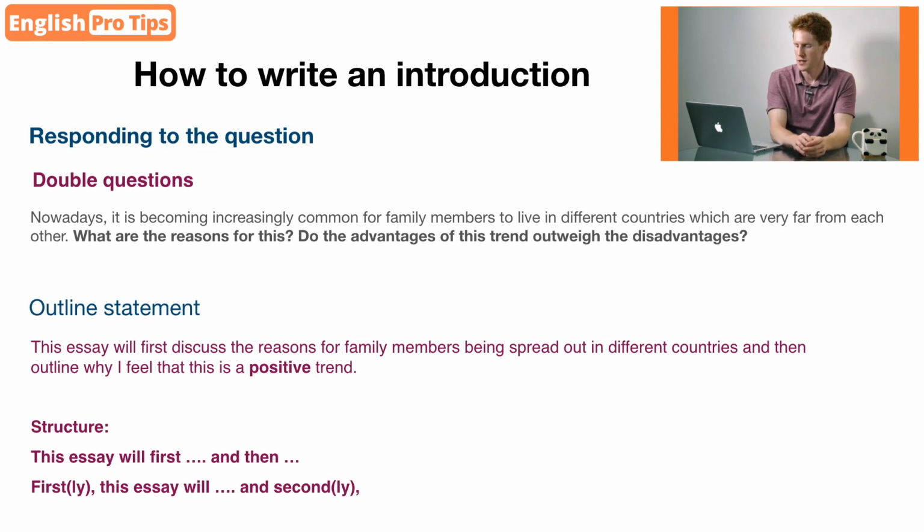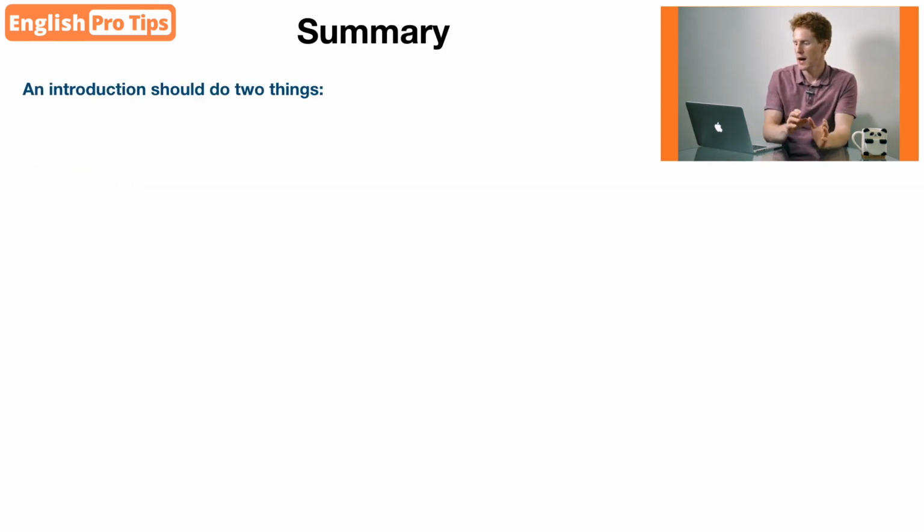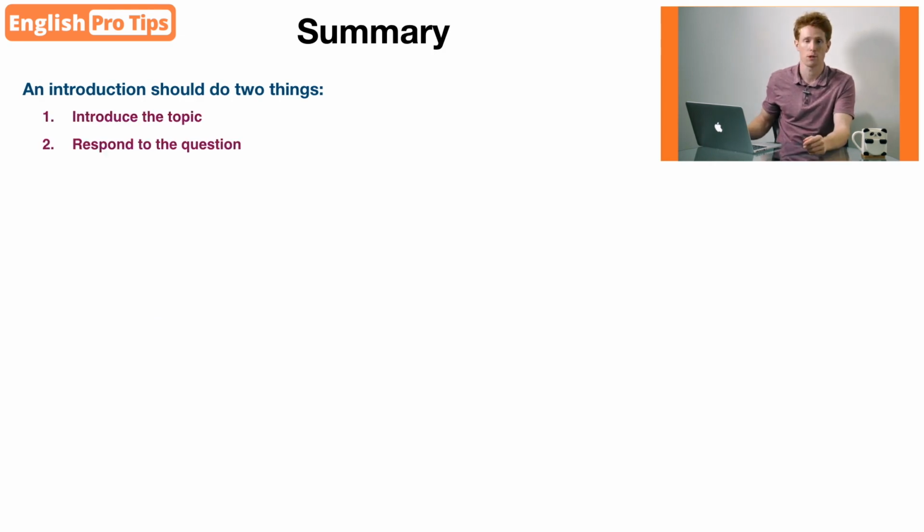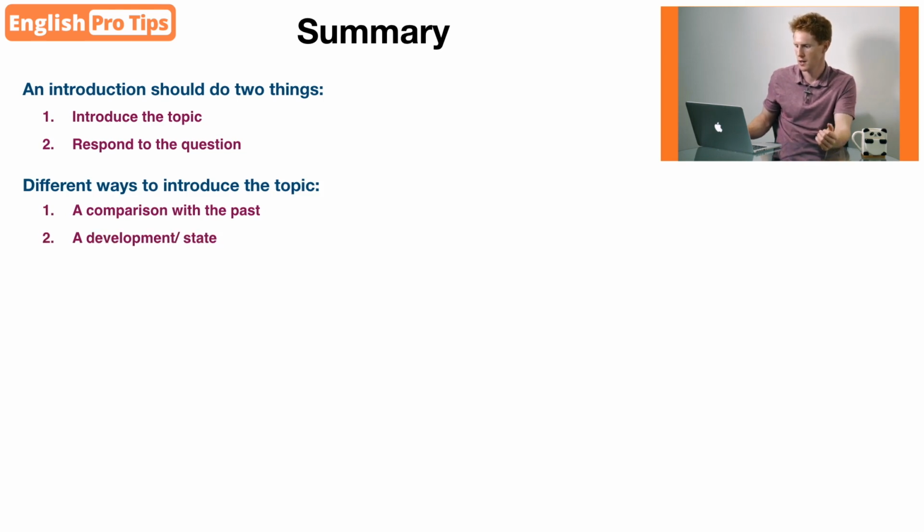Okay, the structure. We can say this essay will first, and then, or first, this essay will, and secondly. This is a good way to outline what will be in our essay. Let's summarize. An introduction should do two things. Introduce the topic and respond to the question. There are different ways to introduce the topic. We can have a comparison with the past, a development of state, and a contrasting opinion. And you should experiment with them in your task 2 practice essays before you go to the test.